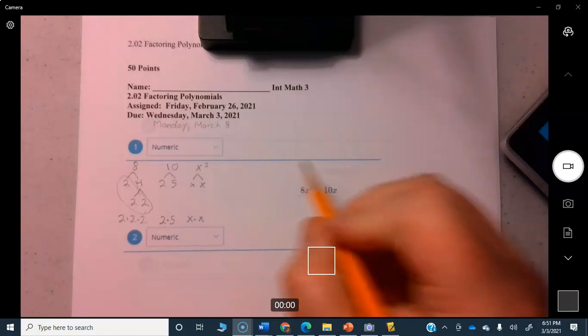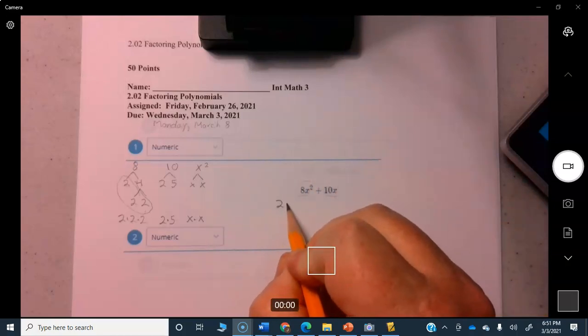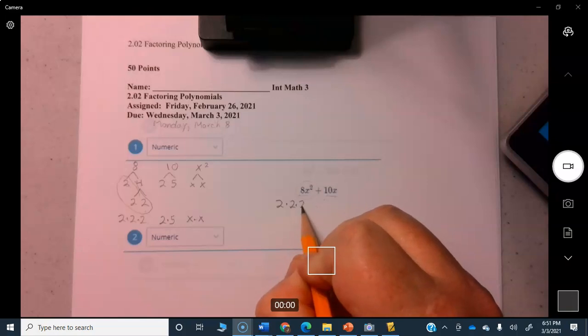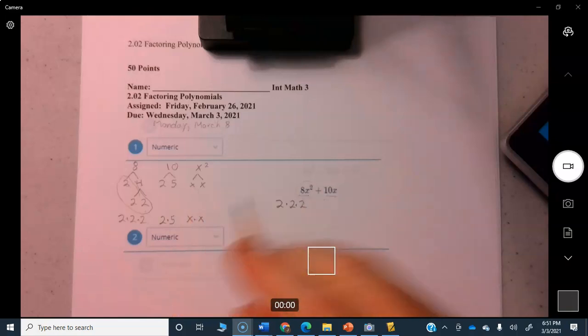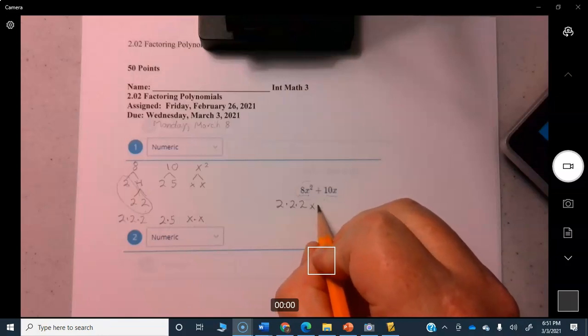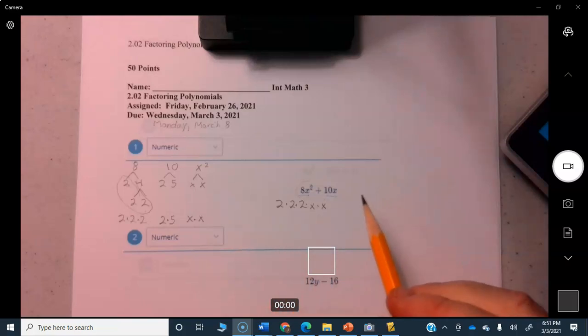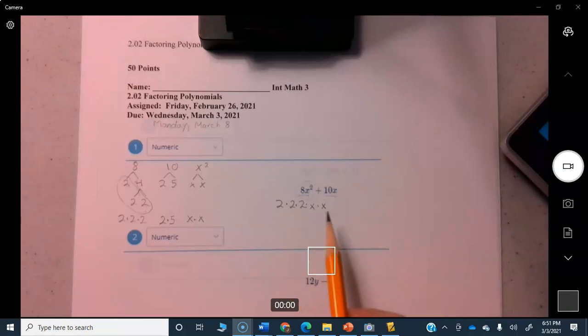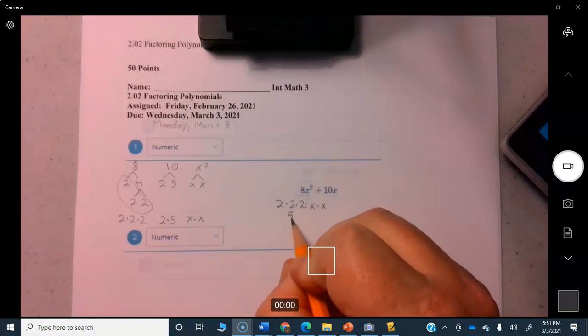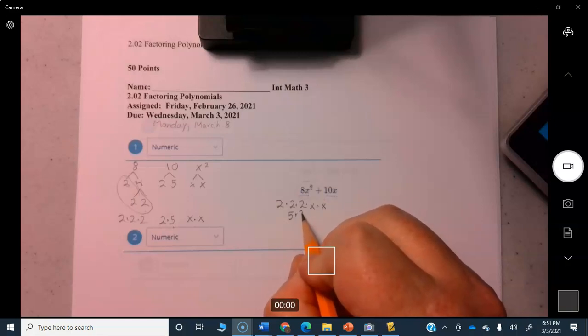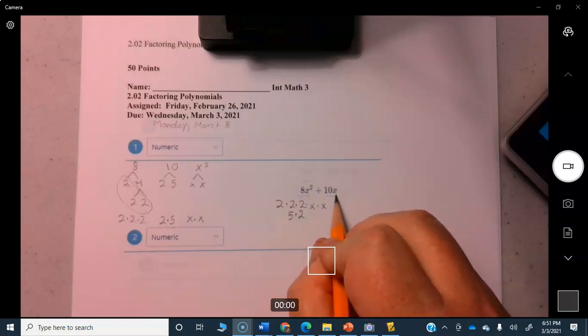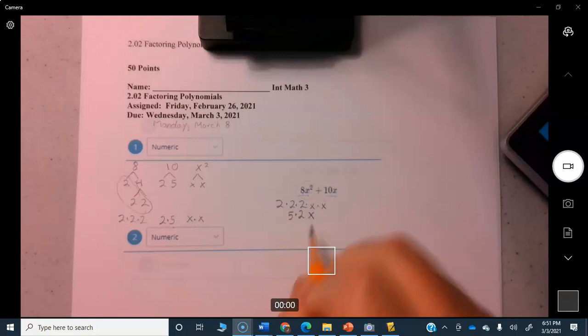So what you do is you have 8x squared. So that's equal to, we're going to write that down here, 2 times 2 times 2, and the x squared we just said is equal to x times x. So what we're doing is you're writing everything in terms of its prime factors. Now what we do is we take the other term and we place it down below, and we try to match up any numbers and any variables x that we can. So for 10, it was 5 times 2, 2 times 5. I'm going to write it as 5 times 2. And then there's that x all by itself, so I'm going to put that x right here.